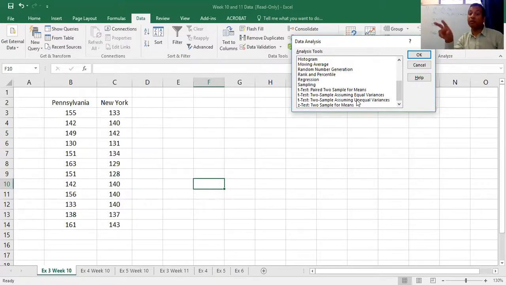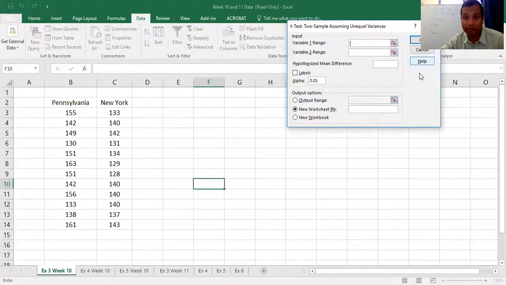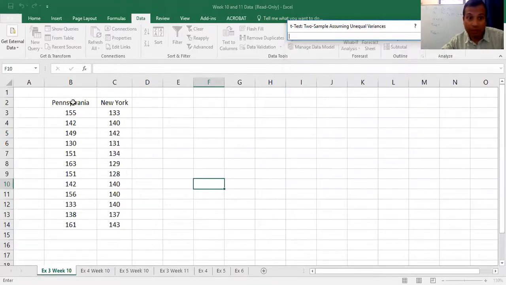The second one is two sample assuming equal variance. Nowhere is it mentioned that it is equal variance, and it is two different sets of data, so it will be unequal variance. So you have only one option remaining, the t-test two sample assuming unequal variances. Unequal means separate variance. So just choose that one. And then you have to provide the link for the data. Variable one range, I'm including the label also, the name of the city.